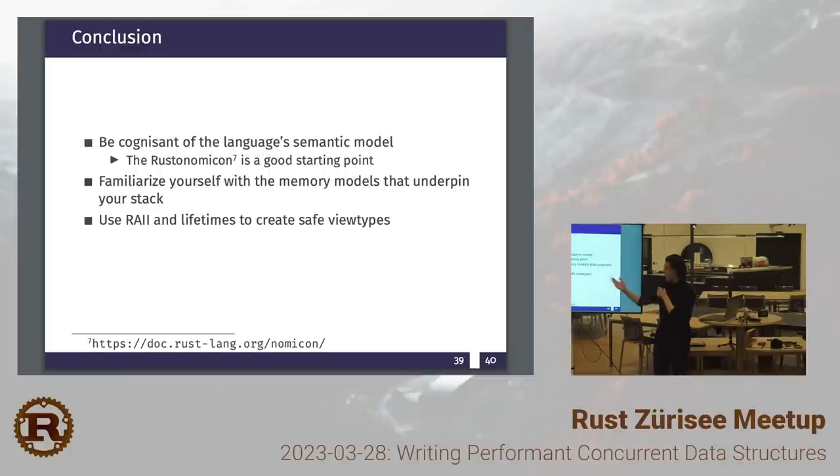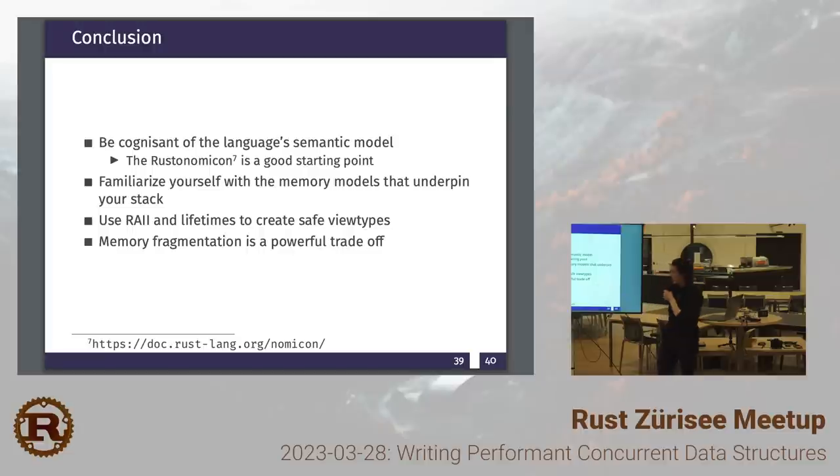And RAII and lifetimes, you can use them to create safe view types. A lot of times you will see a pattern where you create a huge allocation block and then derive all of these kinds of handlers that point into it, and then you have all kinds of cleanup logic in drop handlers, and that will protect you.